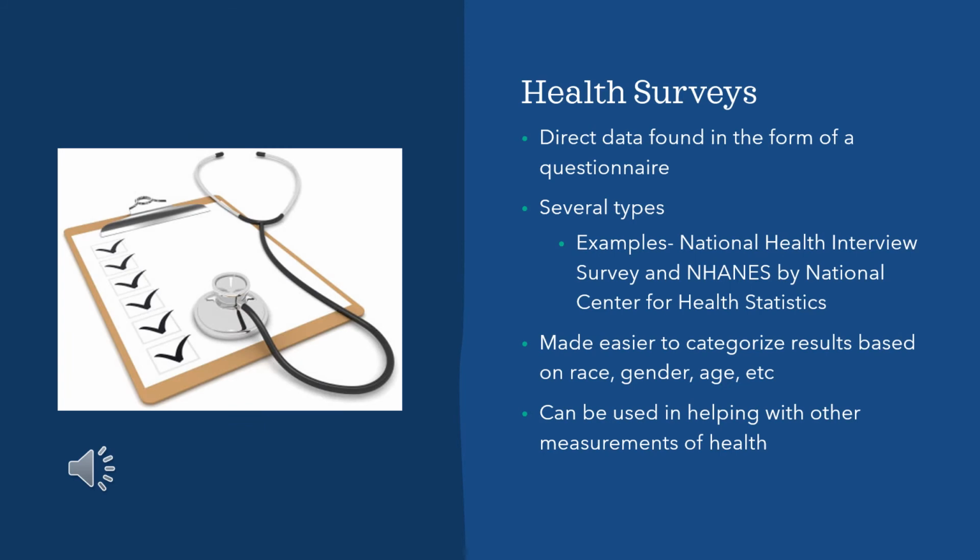Health surveys are another good way to measure health because you obtain direct data which is found in the form of a questionnaire given to people. There are several different types, and some of the most commonly used and known include the National Health Interview Survey and NHANES by the National Center for Health Statistics. Health surveys make it easier to categorize results based on race, gender, age, etc. Health surveys can be used to collect data which help with other measurements of health.